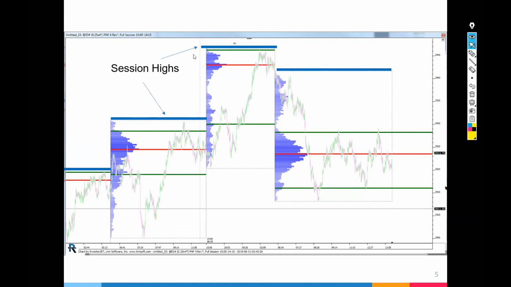So first of all, the nice thing is the profiles can easily identify for us the session highs, and never underestimate the value of a session high or a session low, because naturally these could either be levels of resistance or levels of support. So session highs and session lows. If we talk about the highs, we have to talk about the lows. So always keep in mind, where is my session high, where is my session low, and where is price relative to that. So we have those as basic concepts.